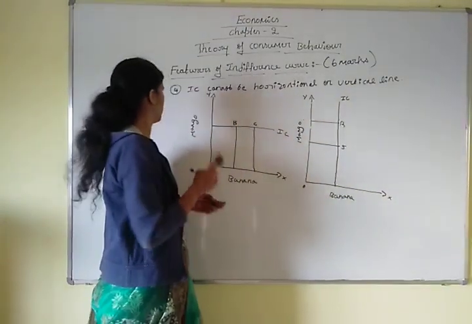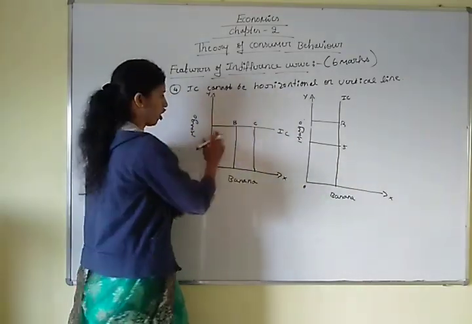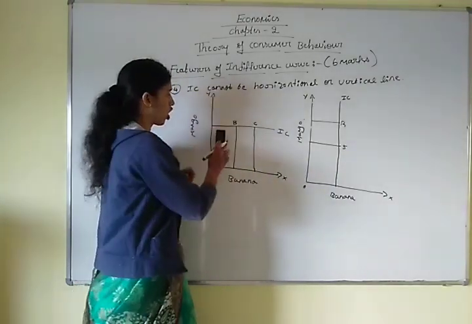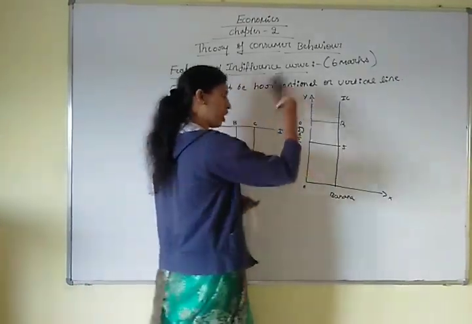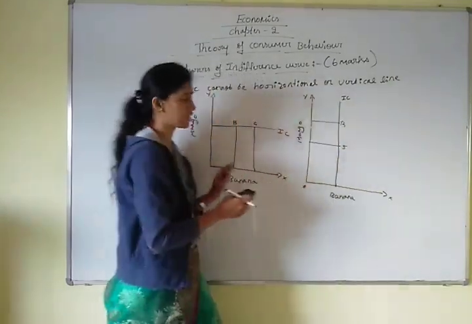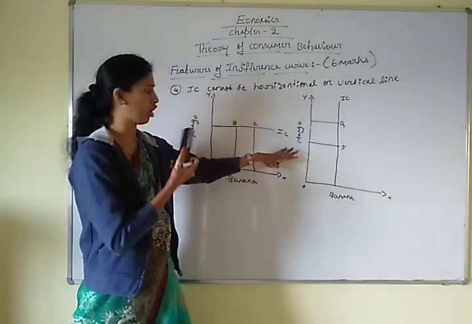Okay. The fourth feature is that the indifference curve cannot be a horizontal line. The indifference curve always slopes downward from left to right. It cannot be a horizontal line, and also it cannot be a vertical line. Okay, this is the third. No need to explain. Just mention the point and diagram.